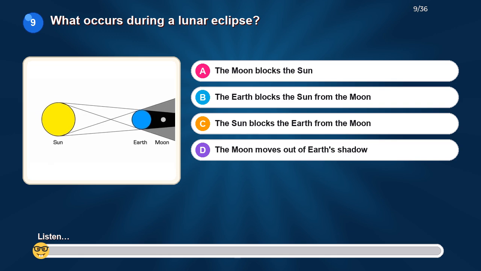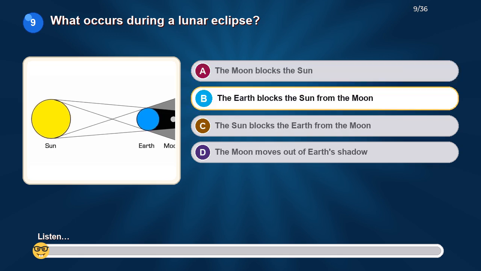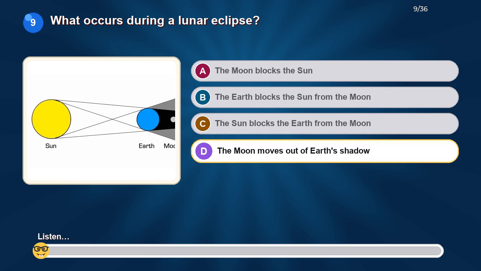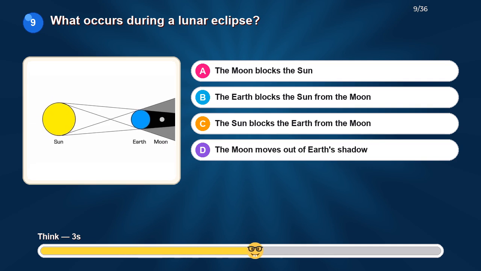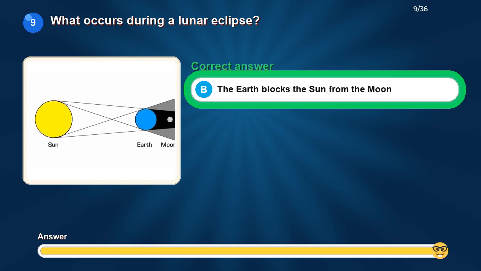What occurs during a lunar eclipse? Option A. The Moon blocks the Sun. Option B. The Earth blocks the Sun from the Moon. Option C. The Sun blocks the Earth from the Moon. Option D. The Moon moves out of Earth's shadow. The correct answer is the Earth blocks the Sun from the Moon.